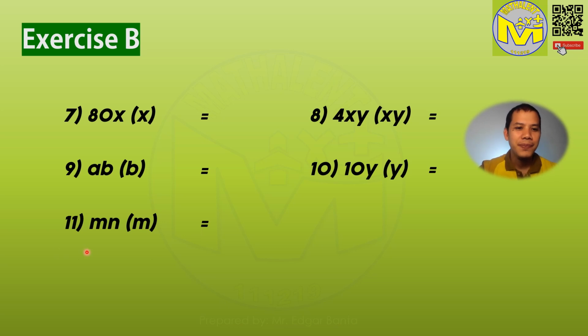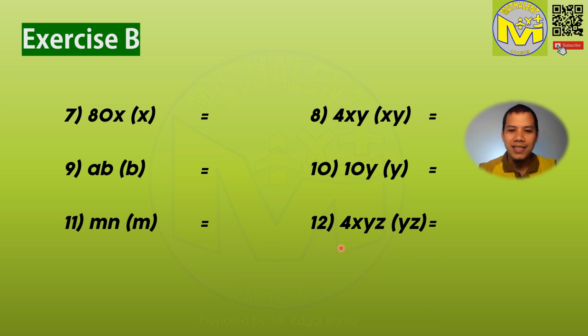Number 11, we have mn. In the bracket, we have m. So what is the coefficient of m in mn? Correct. The coefficient of m in mn is n. Good job.